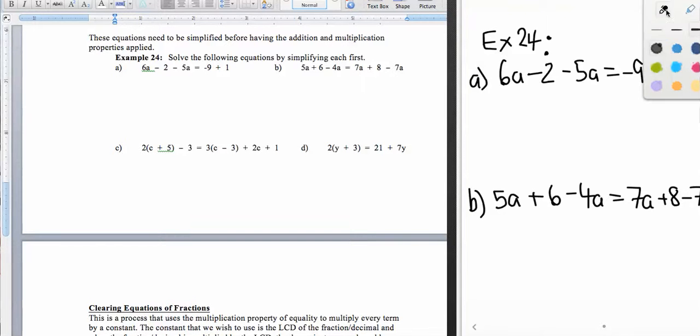This continues section 4.4, and we are solving algebraic equations where we have simplifying involved as well, which could include the distributive property as well as combining like terms.